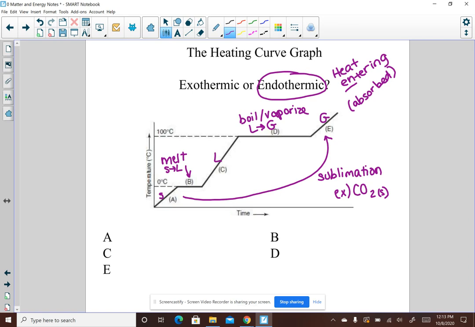That's an example. Okay. Now, aside from being able to know my phases and my phase changes here, we also need to talk about what's happening with energy.